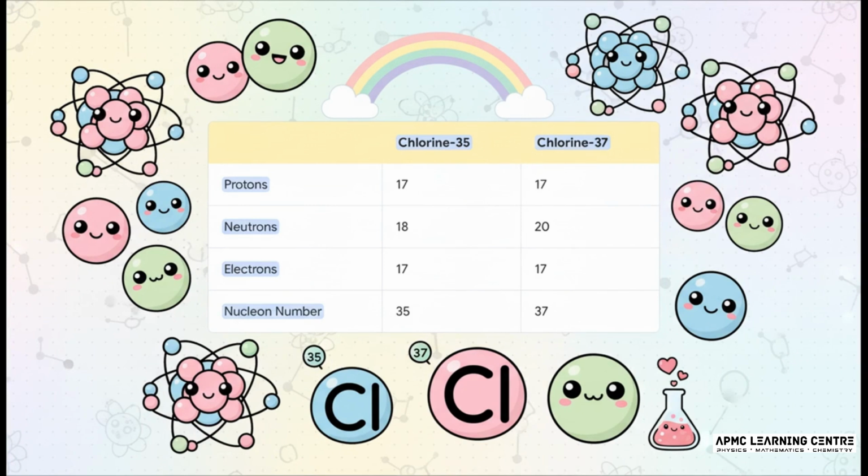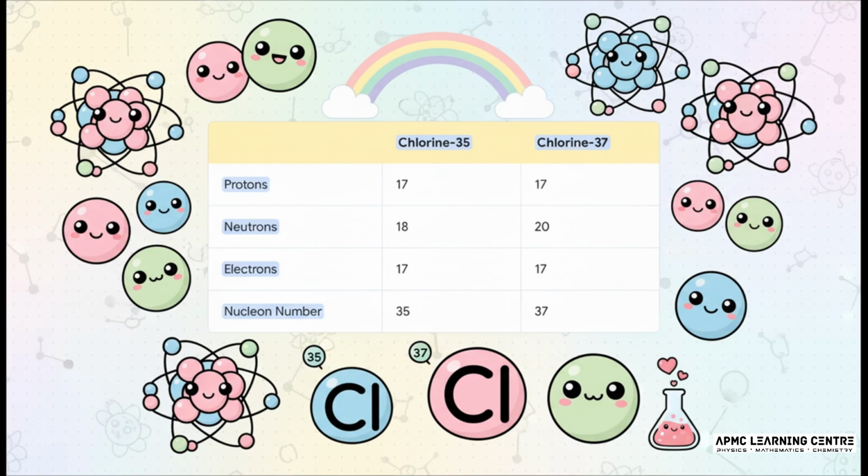Okay, let's look at this in action with a real example. This table makes it crystal clear. We've got two common isotopes of chlorine, chlorine-35 and chlorine-37. First, just look at what's the same. Protons, 17 for both. That's what makes them chlorine. Electrons, 17 each, keeping them neutral.